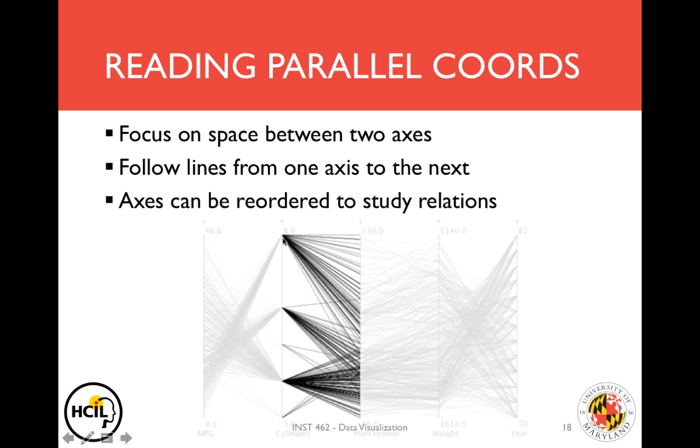So they're a little confusing to just look at. But once you know what you're looking for, which is how those lines flow from one axis to the next, you can get some interesting insights. And you can also reorder the axes. So for example, here we can only look at the relationship between cylinders and the axes on the left and right, MPG and horsepower. If we were curious about the relationship between cylinders and weight, we could drag the weight axis over here in place of where horsepower is to see that relationship more clearly.